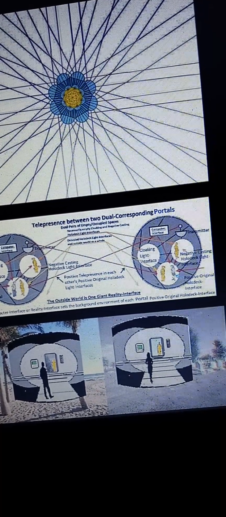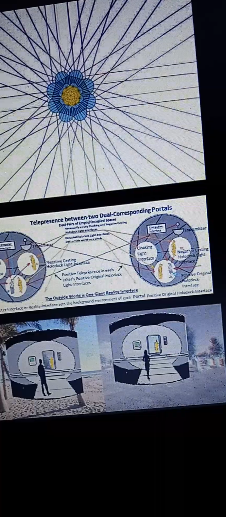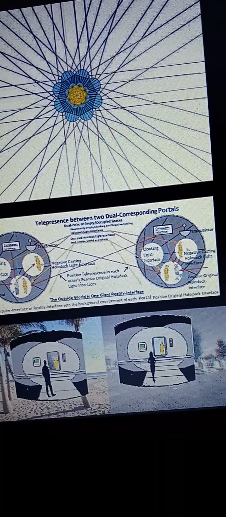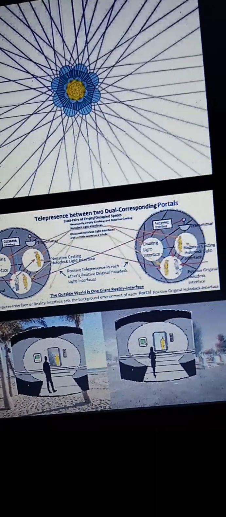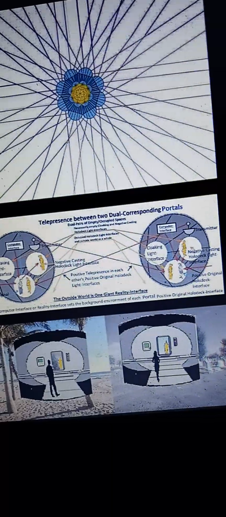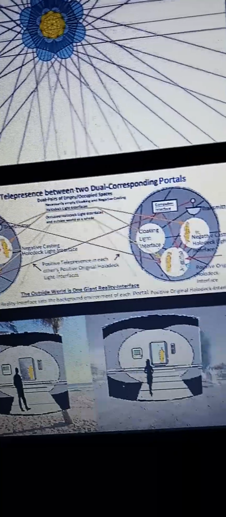And so you have the cloaked outside portal, you have the interior holodeck, and you have either a photographic hologram of like the lady at the graveyard, or the televisual hologram of the guy at the beach.